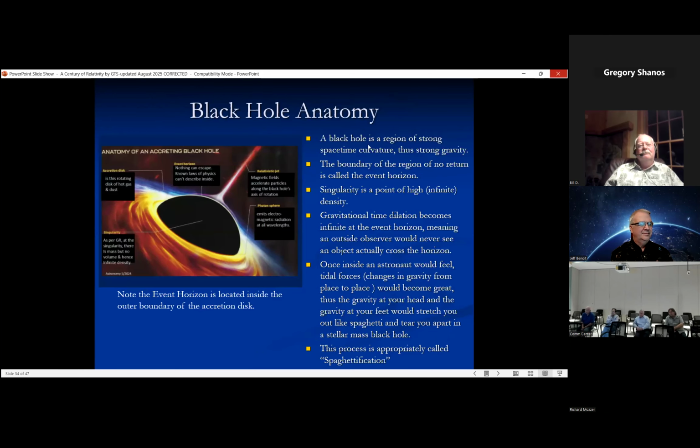Okay, now here's the black hole anatomy. Most of you are familiar with all of this. The singularity, the event horizon, and then spaghettification is really cool because my cat's over here. He came in. You'd feel more tidal forces at your feet than at your head, so you'd be stretched out. And the process is actually called spaghettification.